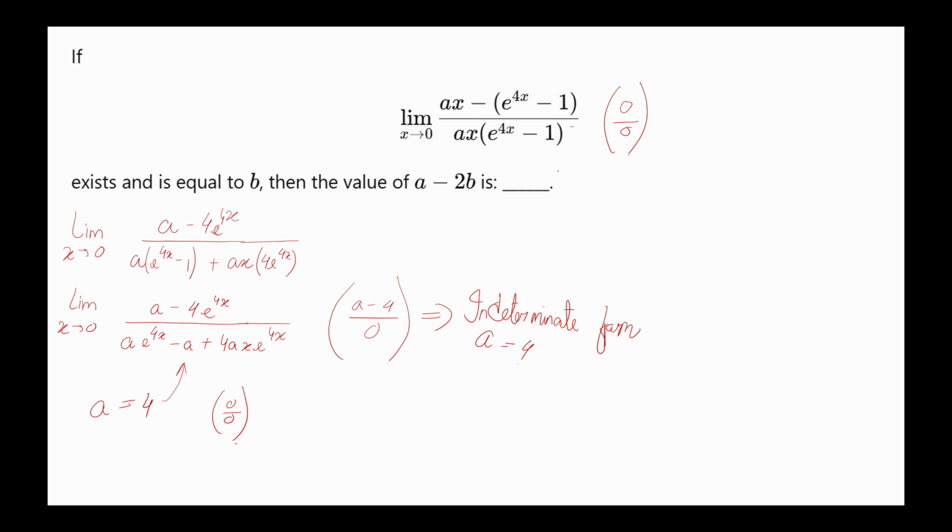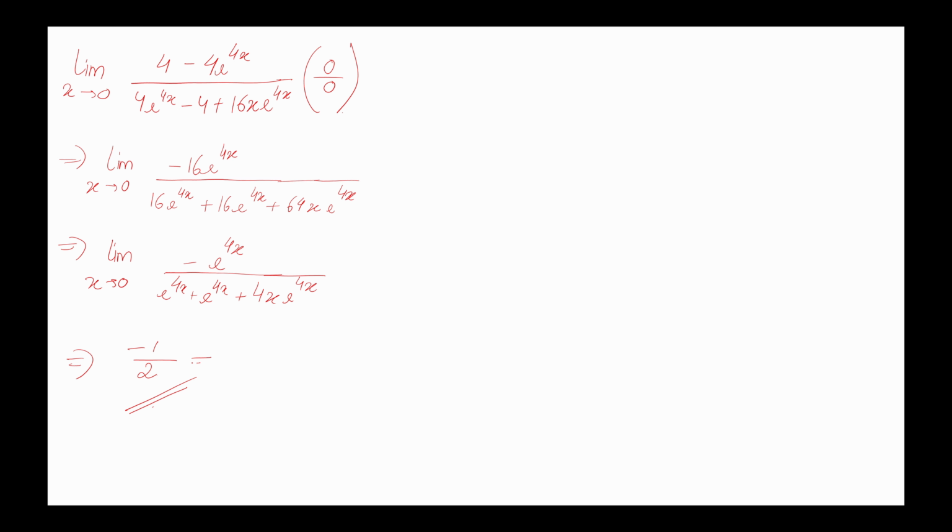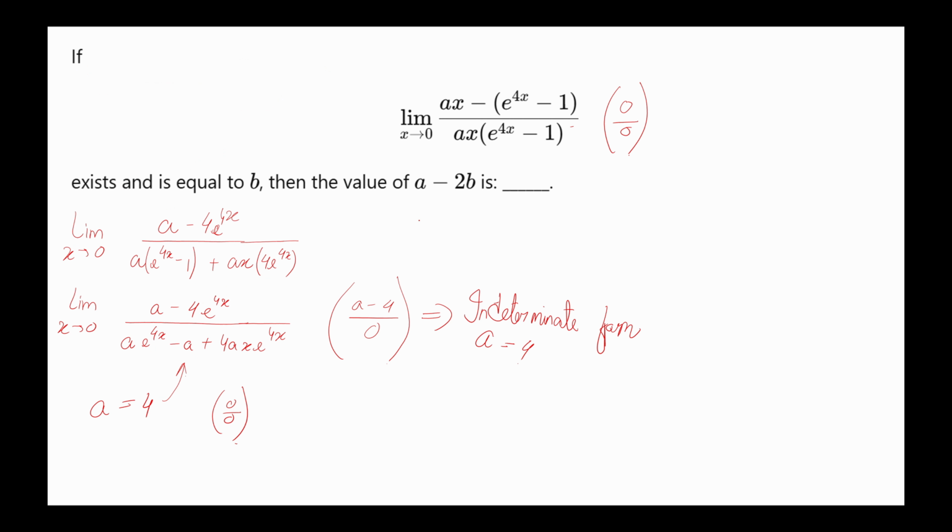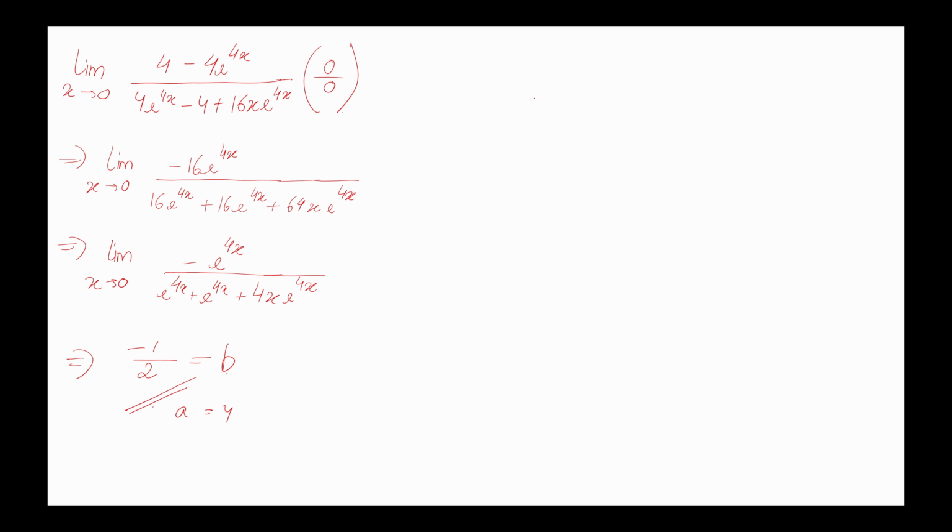And what have they told to us in the question? That the limit exists and is equal to b. So this value is equal to b. So b is my minus half and a is my 4. And what have they asked to us in the question? We have to find out a minus 2b. So what would this become? 4 plus 1, and our answer comes out to be 5.